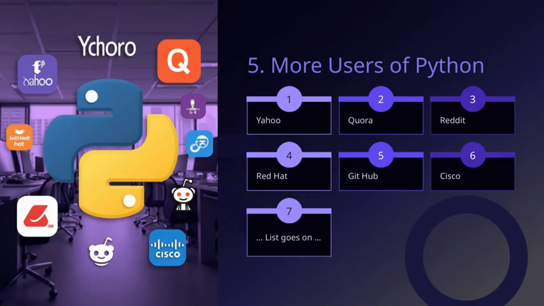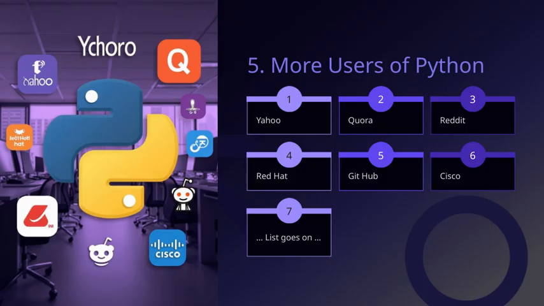For example, Quora employs Python to build scalable and efficient question and answer platforms. GitHub, the hub for open-source projects, also utilizes Python, especially for automation and backend services. Reddit, one of the largest social platforms, depends heavily on Python for its backend development. Cisco, a global leader in networking hardware, uses Python for scripting and network automation tasks.